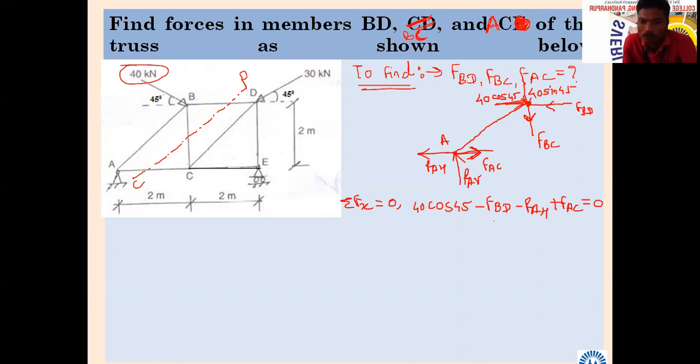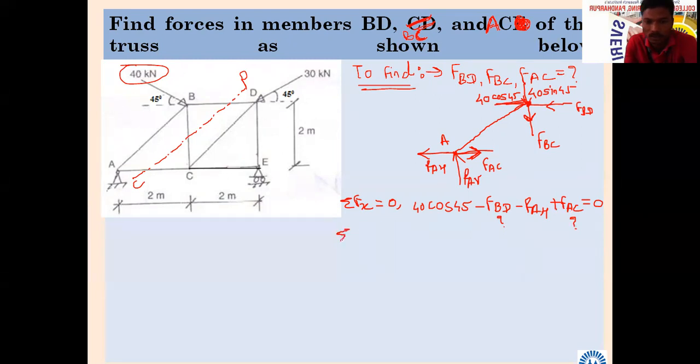Correct? तर याच्यामध्ये unknown कोण कोण आहेत? FBD and FAC. So one equation, 2 unknown. There is no use here. म्हणजे आपण हे सोडवू शकत नाही equation. So let us go for next. Let us go to next equation. Shall we go for next equation?